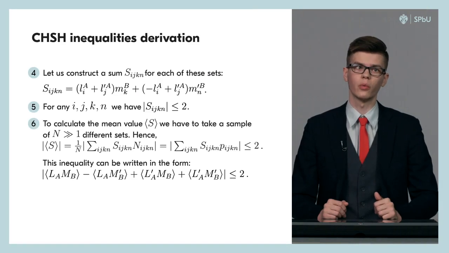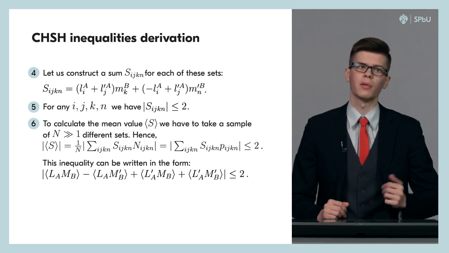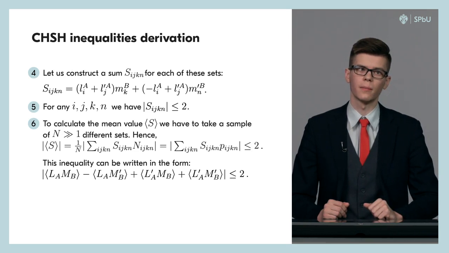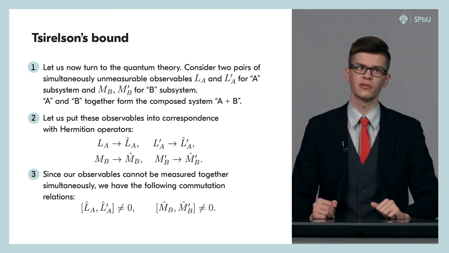So, we have introduced the quantity S that corresponds to a certain observable in the composed A plus B system. We have shown that the hidden variables conception predicts that the magnitude of its average is less than or equal to 2. In order to show this, we went through all possible values of observables LA, LA prime, and MB, MB prime, on which the quantity S depends. The inequality we obtained is the Bell inequality in the form suggested by Clauser, Horn, Shimony, and Holt. Now, our intention is to compare the obtained result for the magnitude of the averaged S with the quantum mechanics prediction.